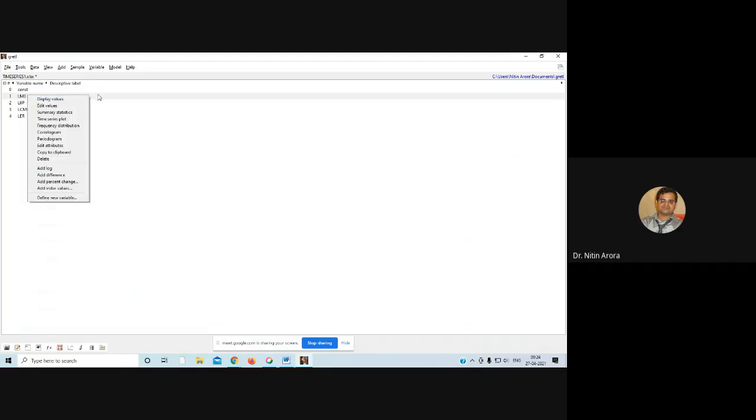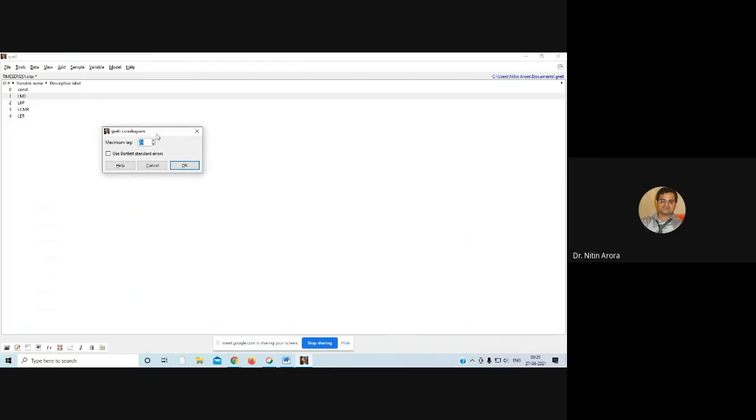Right click on the LM3 series. See, there is the option of correlogram. Click here. For how many periods do you want to construct this correlogram? For 24 periods, I think that much is sufficient, because we have a huge data, and a correlogram up to 24 periods means for 24 months autocorrelation can be detected. Click OK.